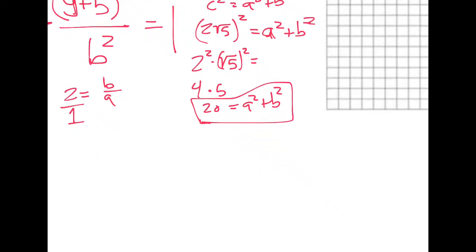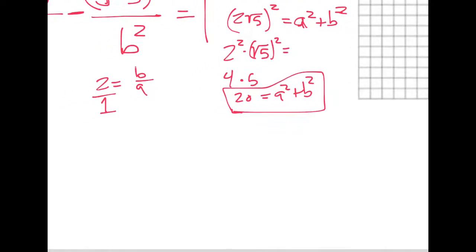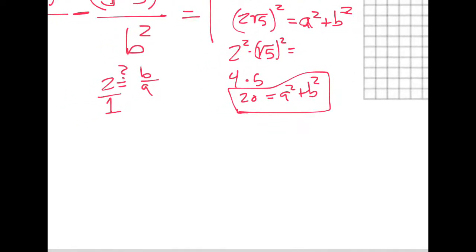Is 2 squared plus 1 squared equal to 20? Well, no. 2 squared is 4, and 1 squared is 1. 4 plus 1 is 5, not 20. So it can't be 2 over 1. So maybe it is some other fraction that's equivalent to 2 over 1.